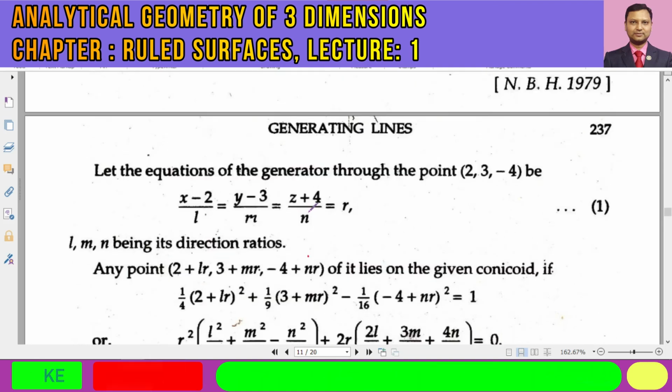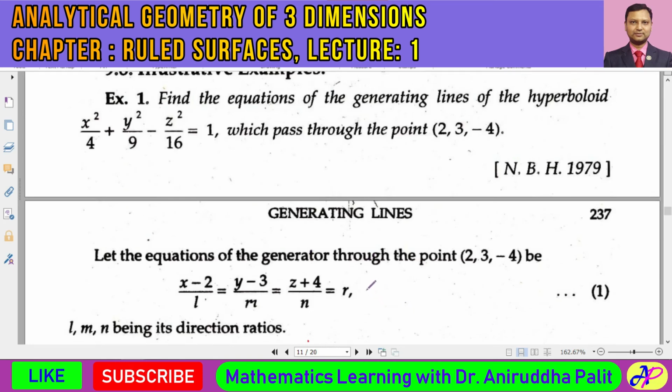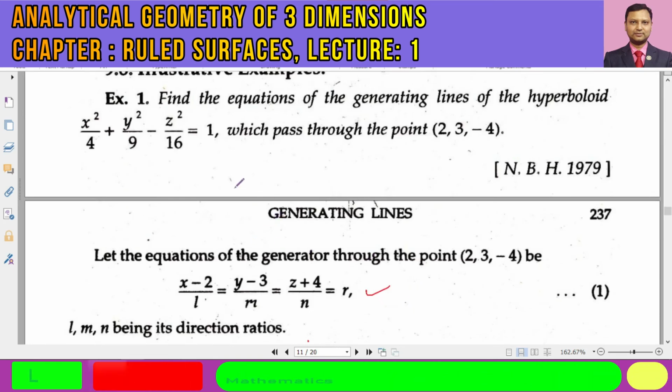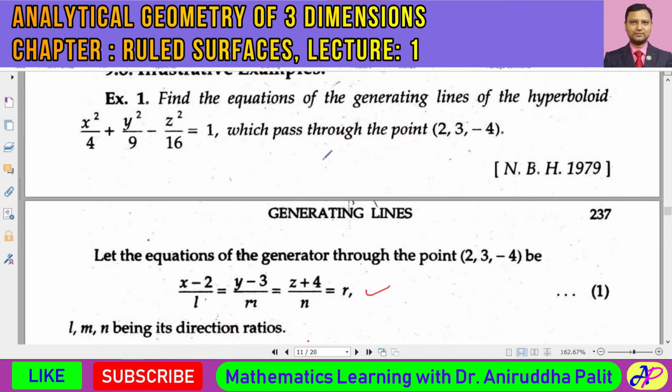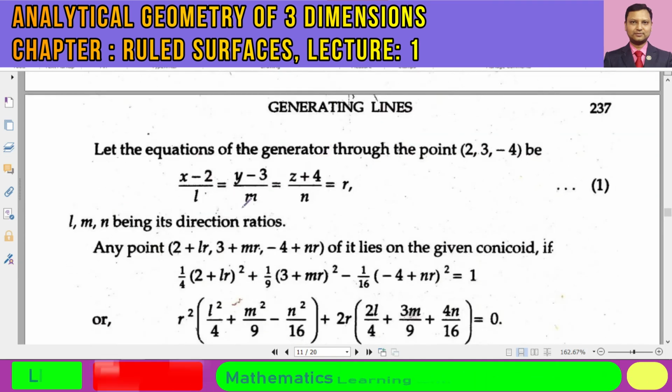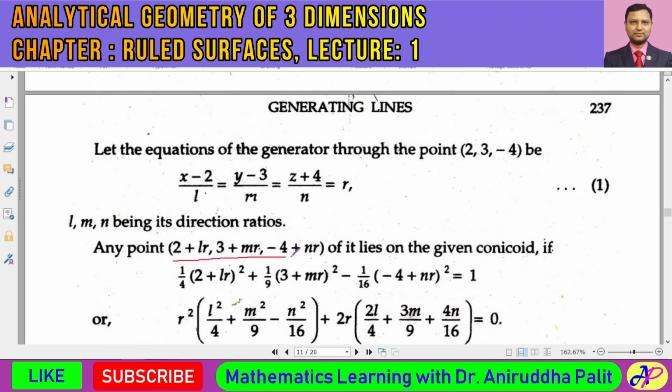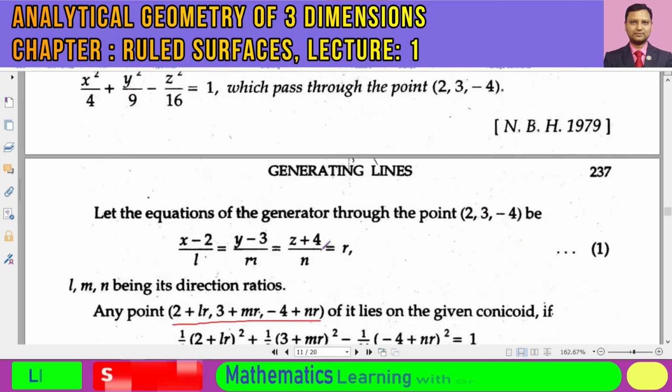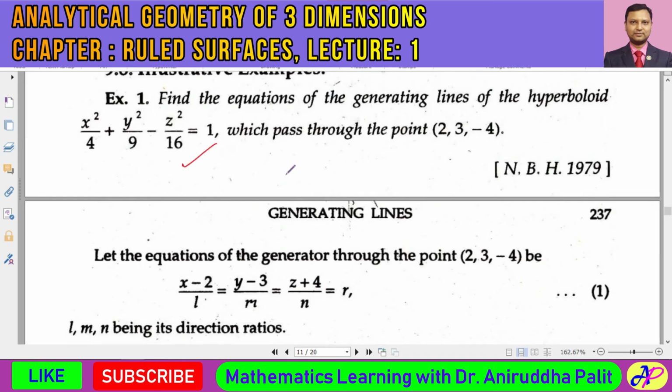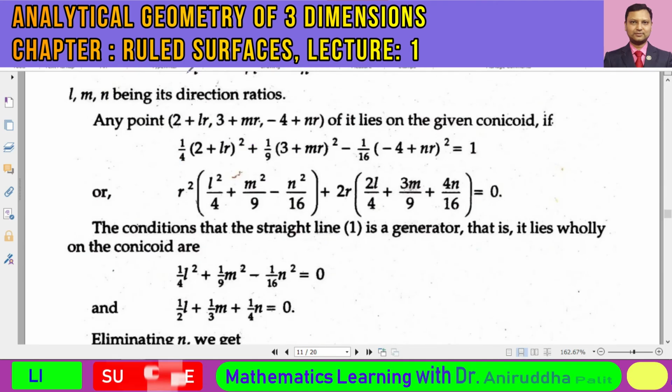Now if this straight line, given by this equation number 1, lies entirely on this surface, then all the points on the straight line must satisfy the equation of this surface. So we are just putting these expressions, x is equal to this, y is equal to this, z is equal to this, in the equation of the surface. So we get this type of equation, and making it simple, we get this equation.